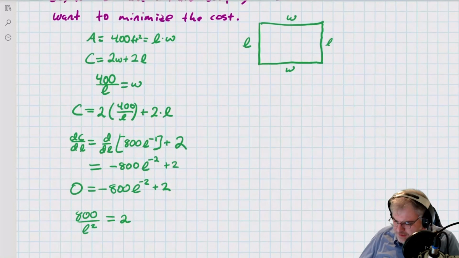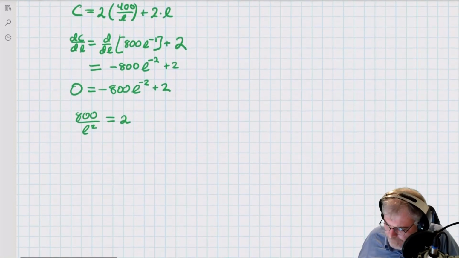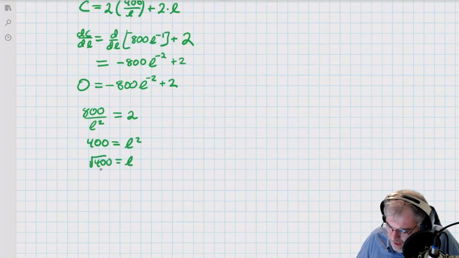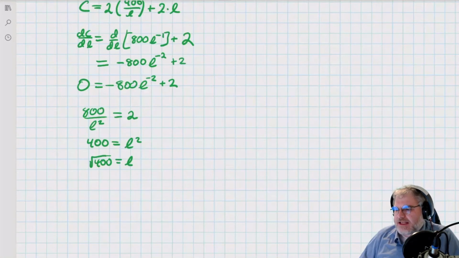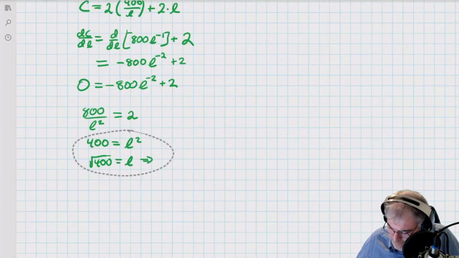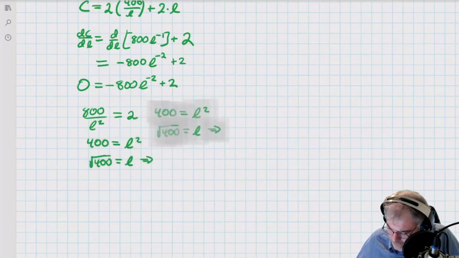Let me just make sure I did this right, because those numbers don't look like they're going to make me happy. Oh, they will. Okay, good. That means that when I multiply this over and divide this, 400 equals L squared. Now, that means that the square root of 400 equals L. Why do I not need the plus minus there? And you know what I'm going to do? I'm going to move this over here because that's just annoying me.